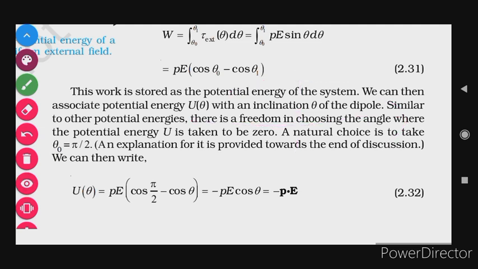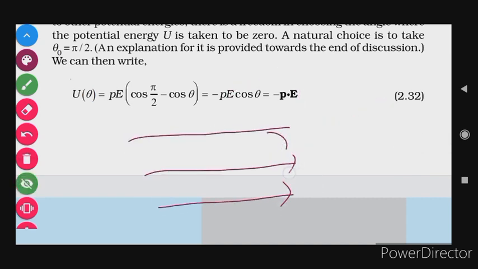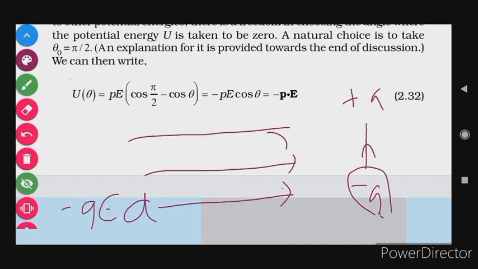Suppose this is the electric field, and we are bringing the dipole in this orientation, perpendicular to the electric field. Then what is the work done on this charge? Work done is force times distance. Suppose some distance d is moved, and the force on this charge is minus qE. Similarly here, the work done will be qE d.